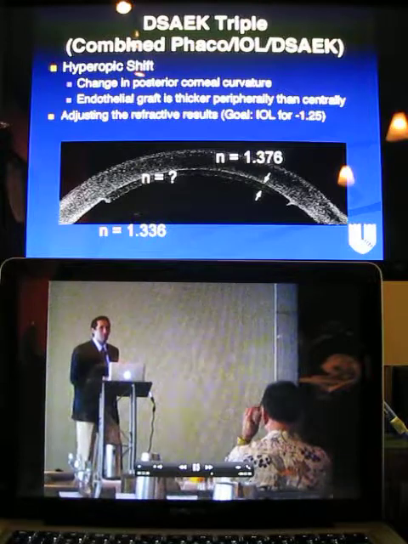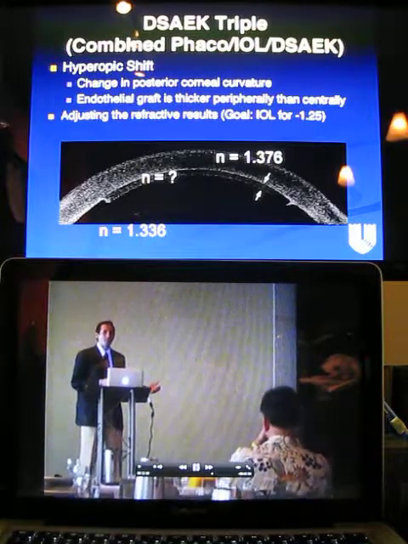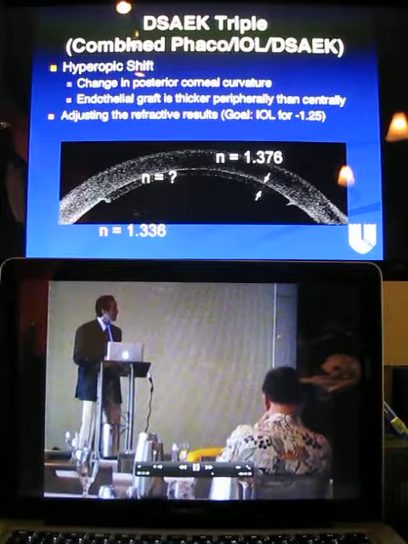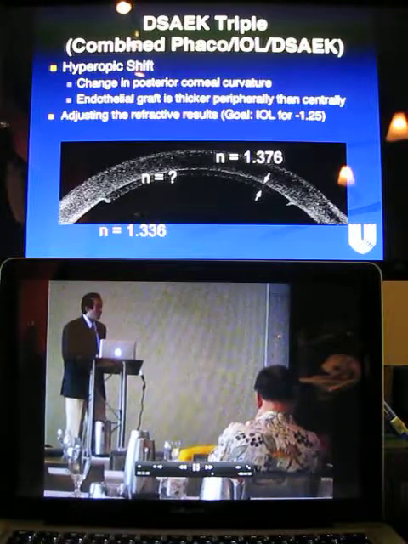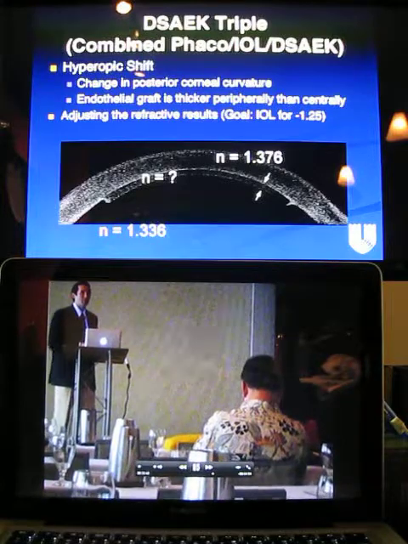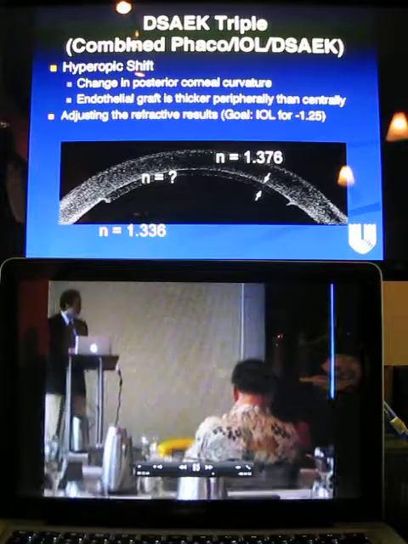hyperopic shift. This is important when performing a phacoemulsification DSAEK combination procedure or a DSAEK triple, where you would want to adjust your IOL power for a -1.25 to achieve a near emmetropic result after 6 months.